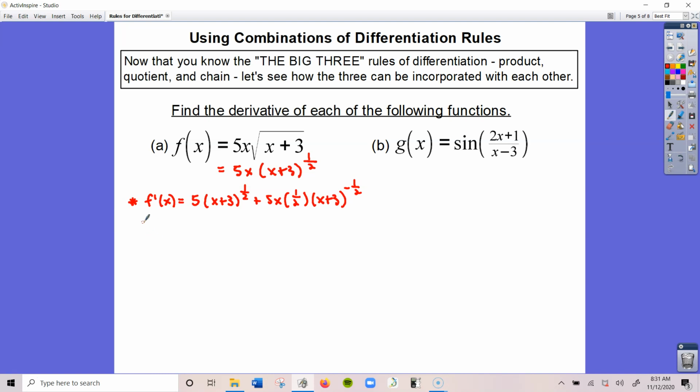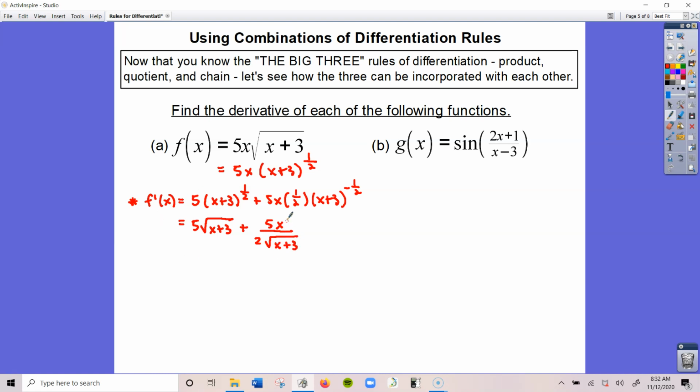When I simplify this as much as possible, we get 5 square root of x plus 3. This will be plus, now everything in the numerator is just the 5x, and the 2 and the x plus 3 to the negative 1/2 goes down to the denominator. So I can rewrite all of this as 5x over 2 times the square root of x plus 3.